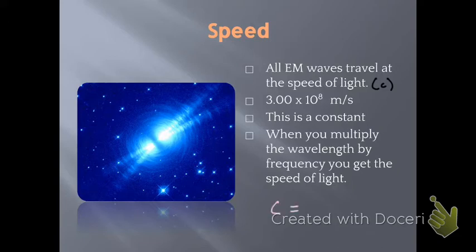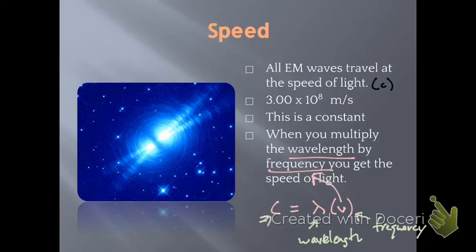So c equals the wavelength times the frequency. The wavelength is lambda, and the frequency is nu, which is a Greek letter. It's not v. One more time: the speed of light, c, equals wavelength times frequency. And c is what we call a constant. This is always the speed of light, and the speed of light is always 3.00 times 10 to the 8th meters per second.